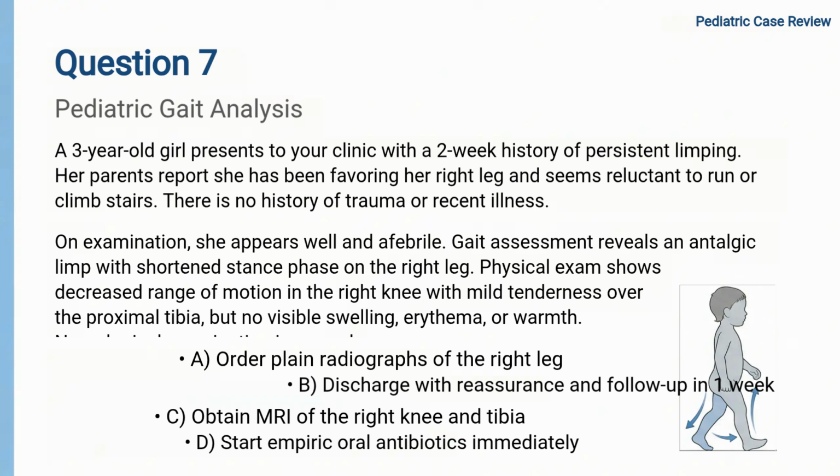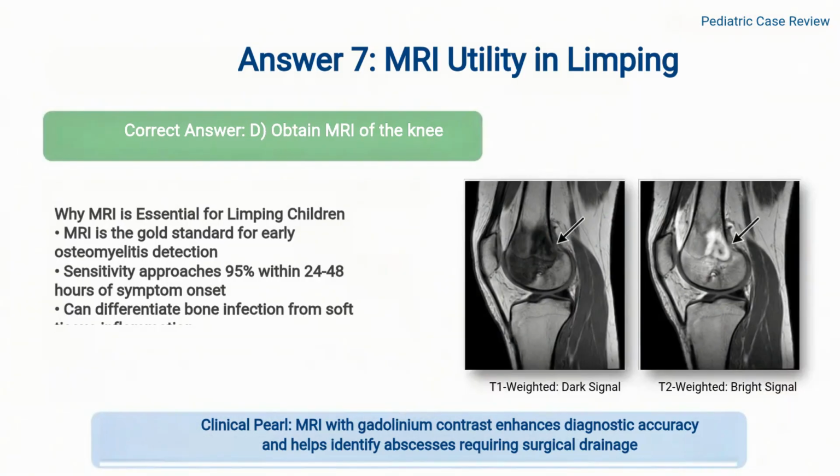What is the most appropriate next investigation? Option A, order plain radiographs of the right leg. Option B, discharge with reassurance and follow-up in 1 week. Option C, obtain magnetic resonance imaging of the right knee and tibia. Option D, start empiric oral antibiotics immediately. The correct answer is option C, obtain magnetic resonance imaging of the knee and tibia.